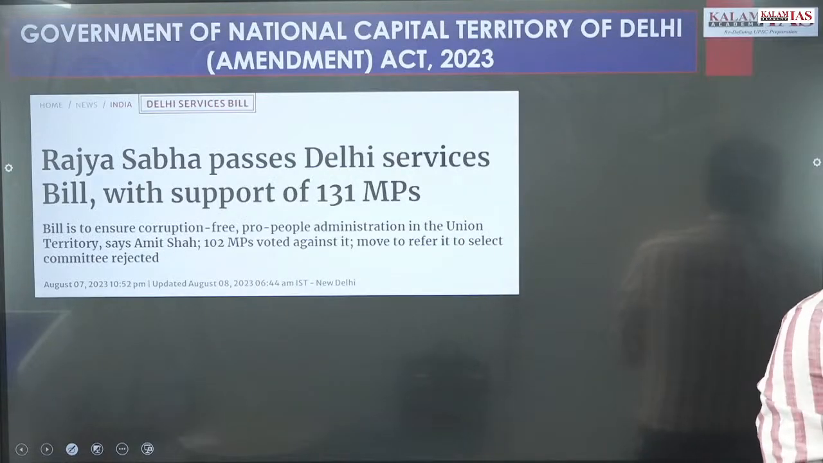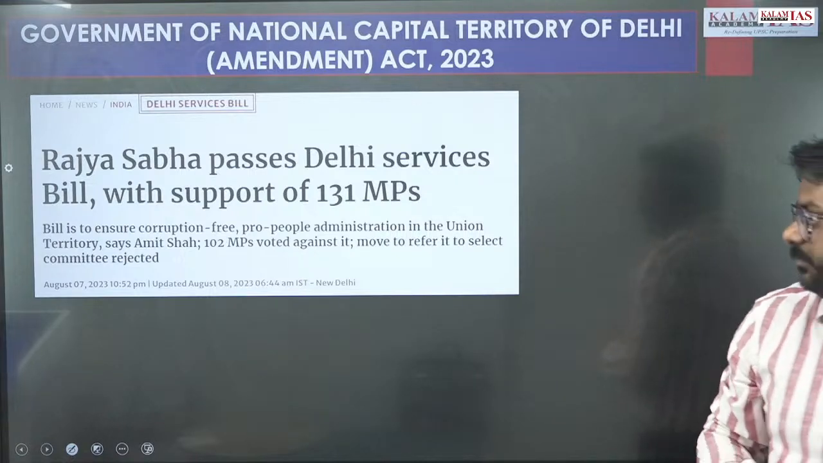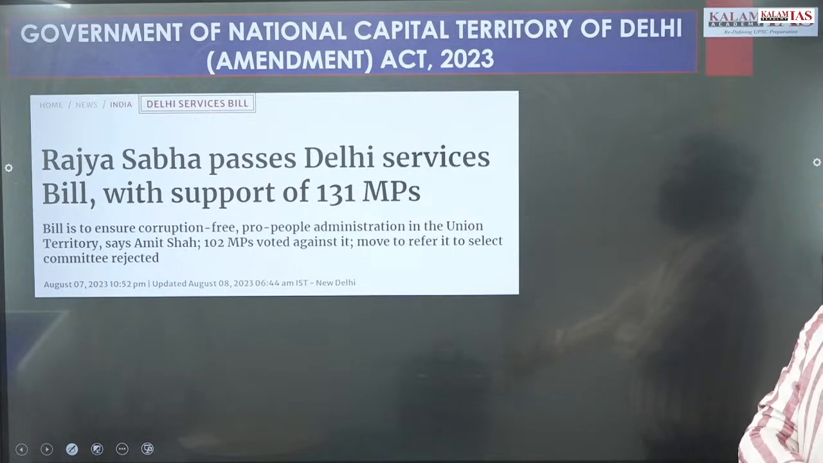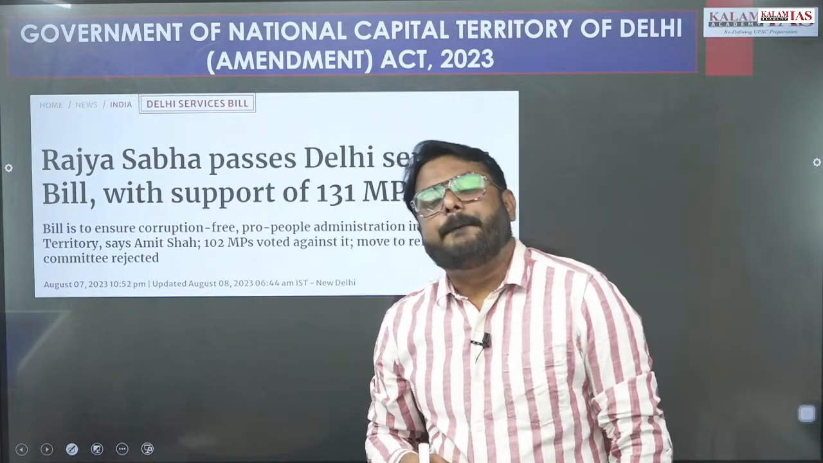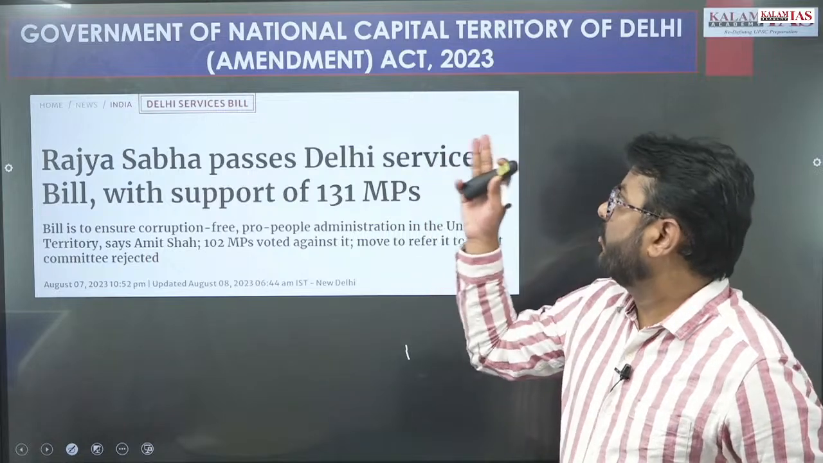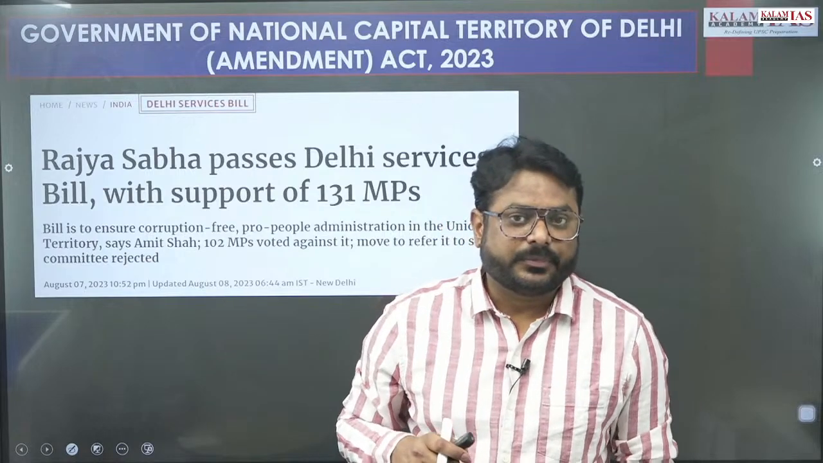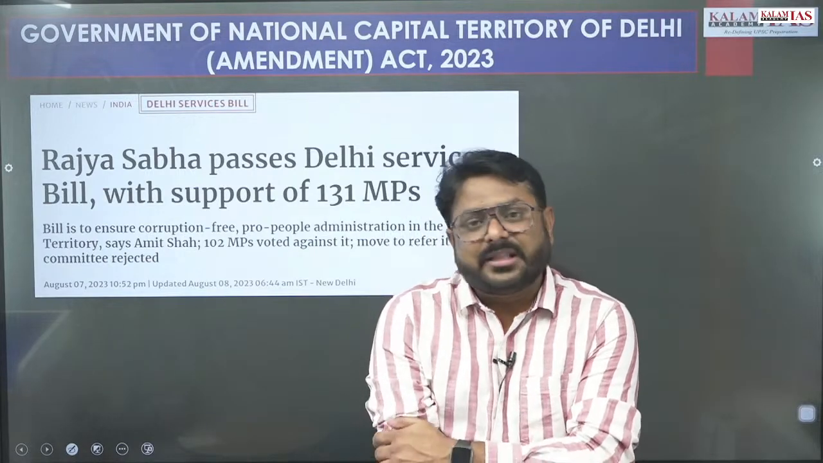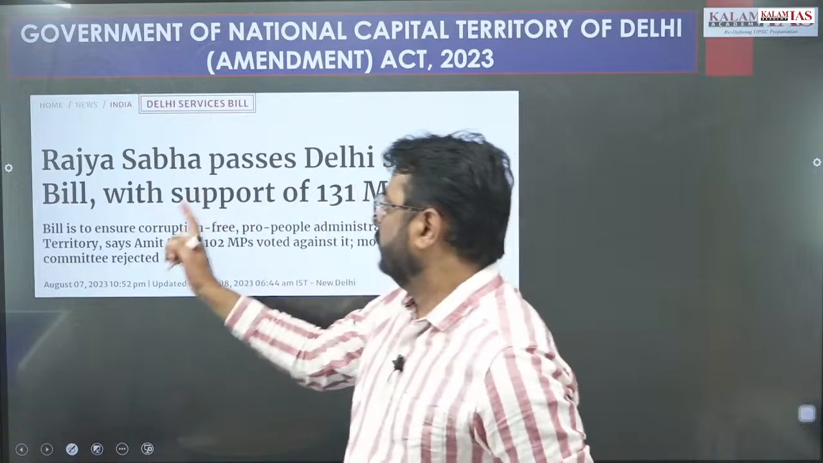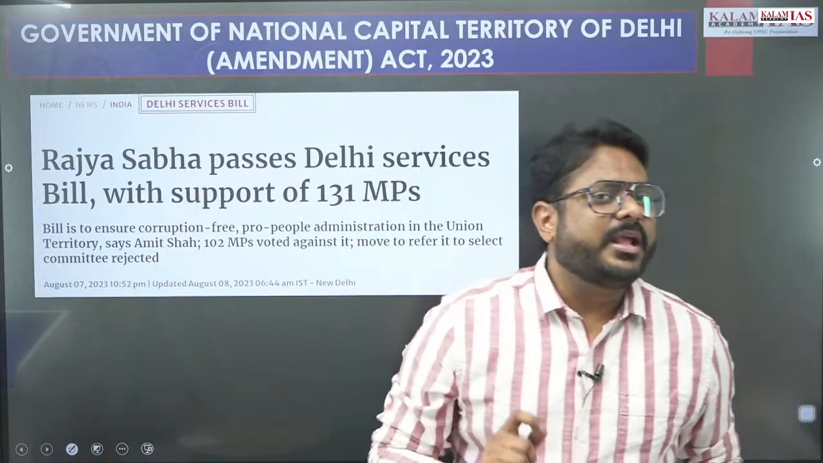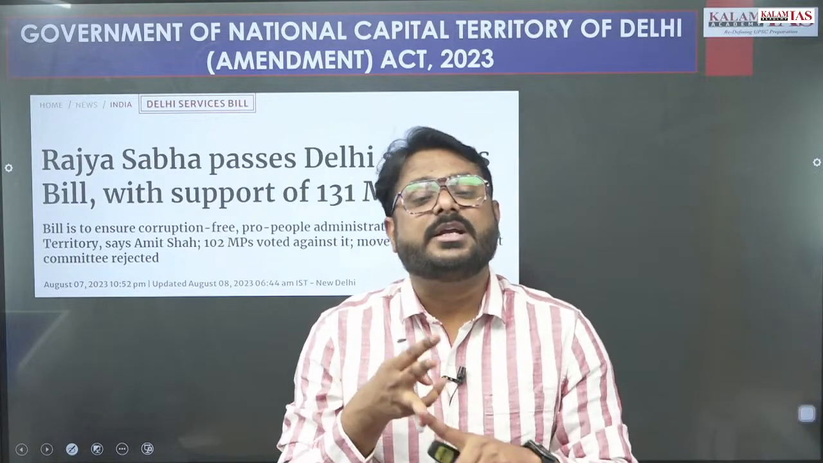Another thing which was in the news was: Rajya Sabha passes the Delhi Services Bill. One bill has been passed, that is the Government of National Capital Territory of Delhi Amendment Act, 2023, right. What is inside the bill, we will be reading. But this was in the news, right. And you have to keep in mind that this bill has been passed by the Parliament, from the Lok Sabha, from the Rajya Sabha, and then the President's assent.